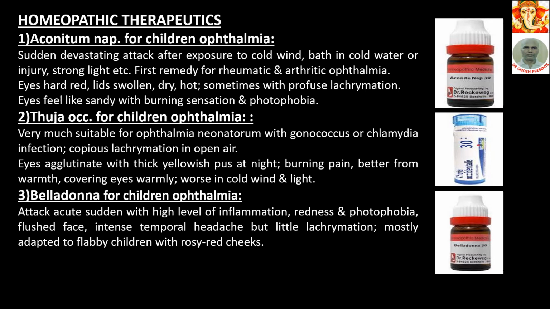Number two, Thuja occidentalis for children's ophthalmia. Very much suitable for ophthalmia neonatorum with gonococcal or chlamydia infection. Copious lacrimation in open air. Eyes agglutinate with thick yellowish pus at night. Burning pain, better from warmth, covering eyes warmly. Worse in cold wind and light.